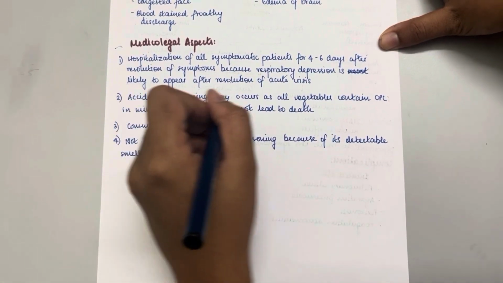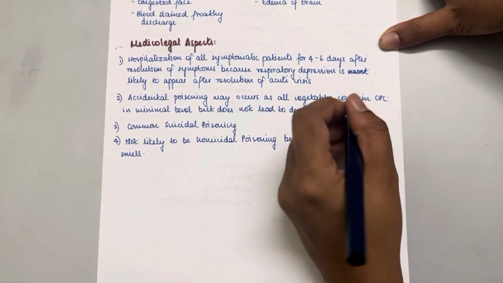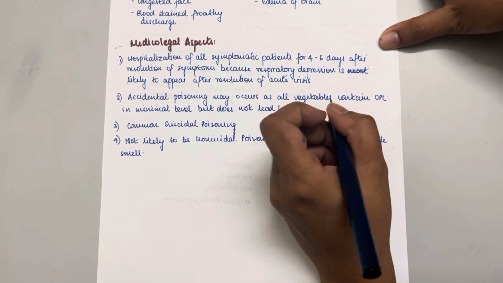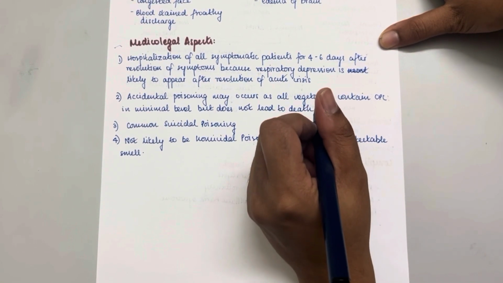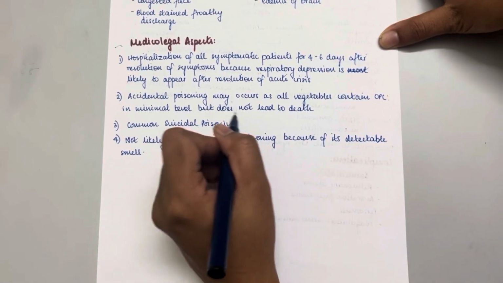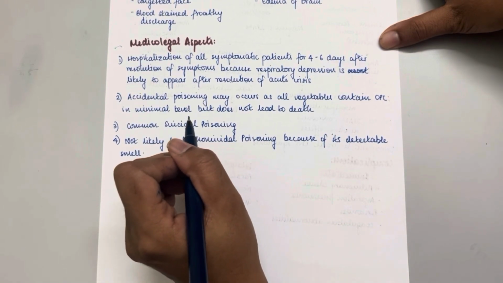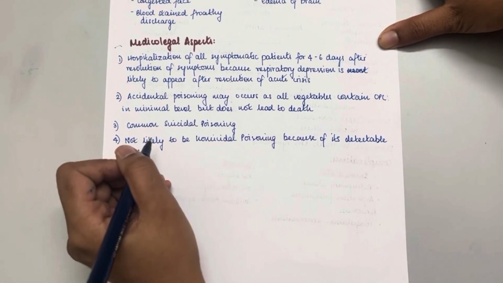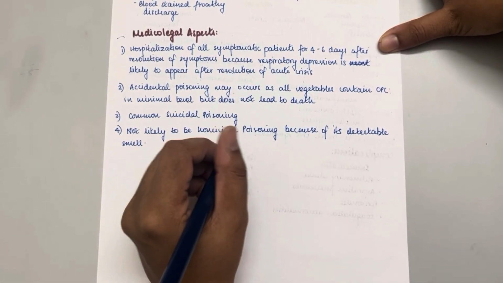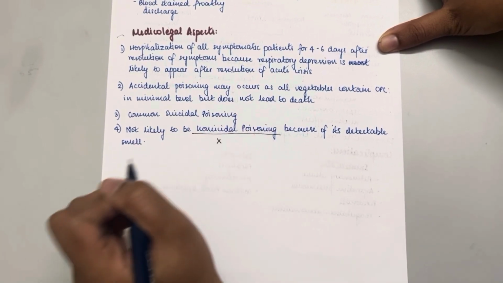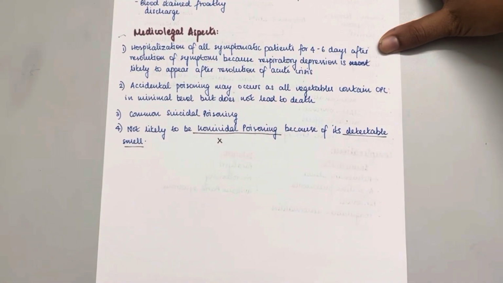Next one is accidental or occasional poisoning, seen in children, because we said that OPC is a pesticide, and all vegetables and fruit that we consume contain minimal amounts of OPCs, but those minimal amounts do not lead to death. They can have small health issues, but will not lead to death. And then it is commonly used as suicidal poisoning, and it is not likely to be used as homicidal poisoning. A big no, because it has a characteristic kerosene smell, so it cannot be used as homicidal poisoning.